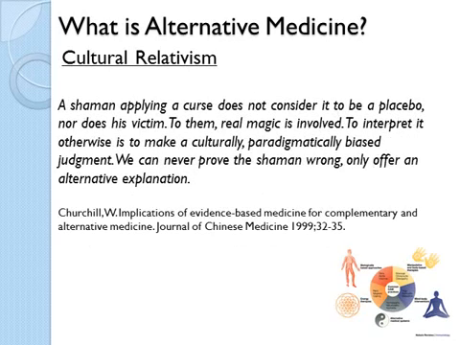A more extreme articulation of that idea comes again from the Journal of Chinese Medicine. A shaman applying a curse does not consider it to be a placebo, nor does his victim. To them, real magic is involved. To interpret it otherwise is to make a culturally, paradigmatically biased judgment. We can never prove the shaman wrong, only offer an alternative explanation.